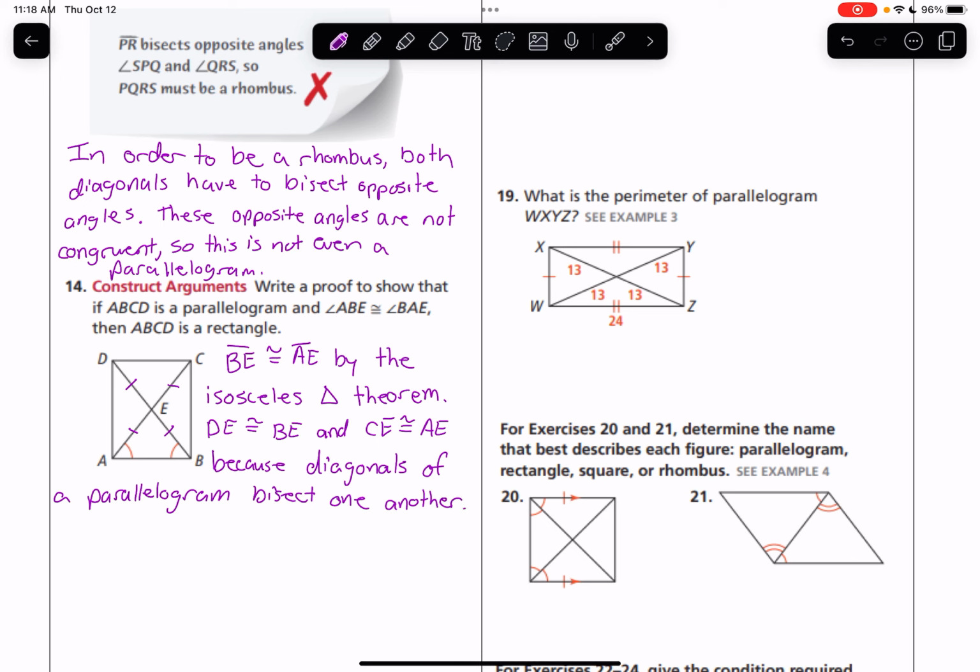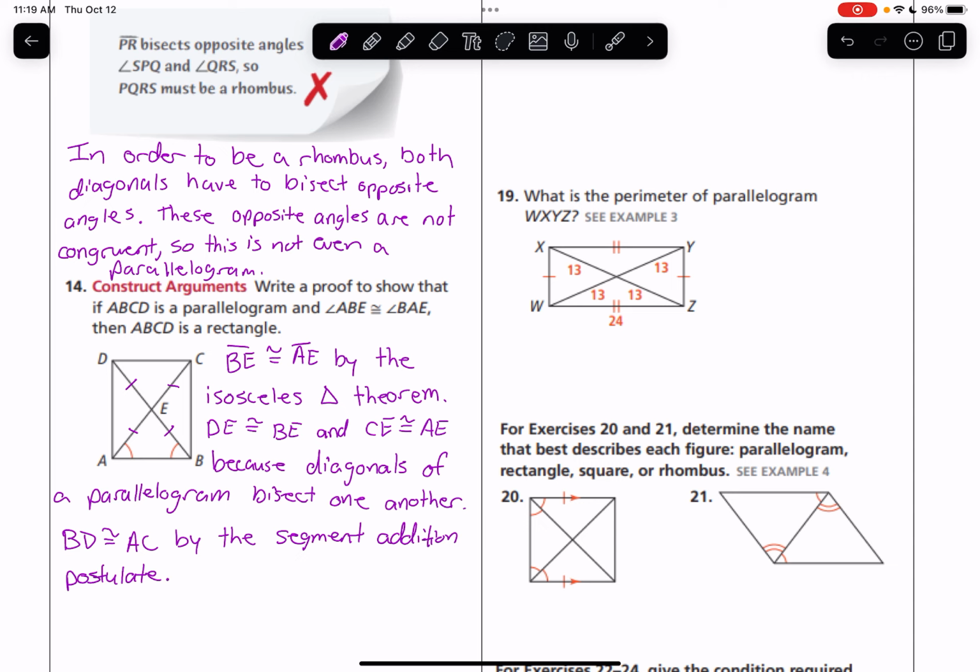All right, and that means that if we add together those two pieces, AE and CE, they are going to be the same as the two pieces DE and BE added together. So I can say that BD is congruent to AC, and that adding together would make this by the segment addition postulate. Which means, since the diagonals are congruent, that this is a rectangle.